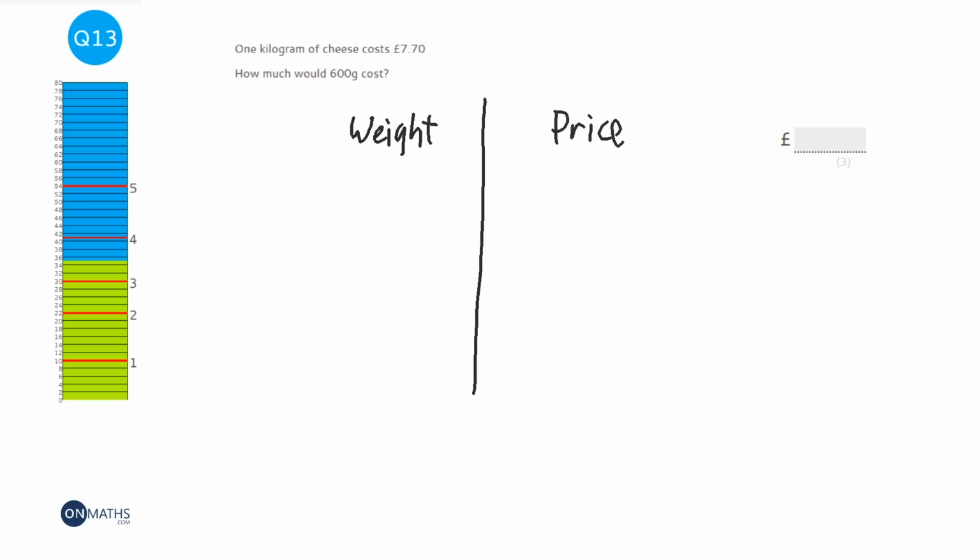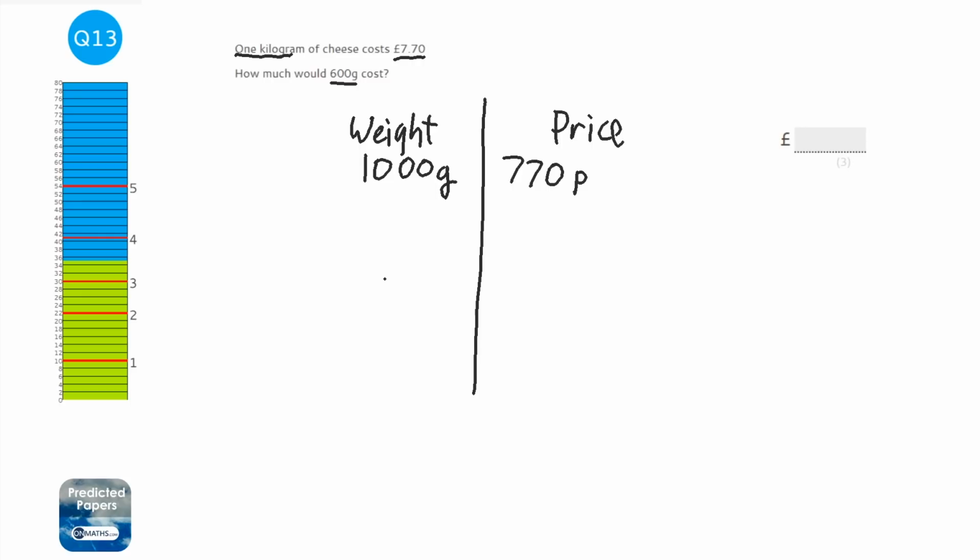So the weight, well, 1 kilogram is not going to help us because this one's in grams. So I'm going to convert that to grams. So it's 1,000 grams. And I'm going to convert this into pence. So 770 pence. Okay, so I need to get to 600 grams.